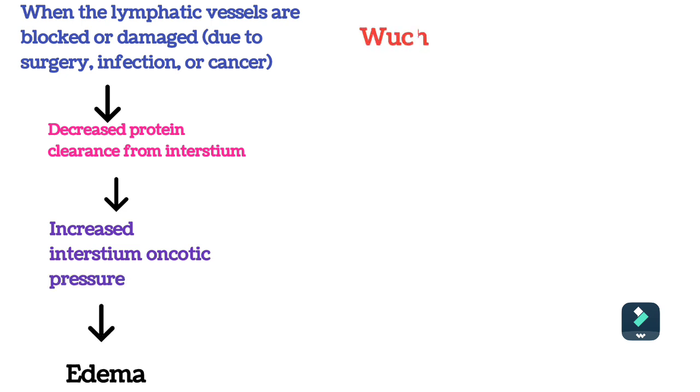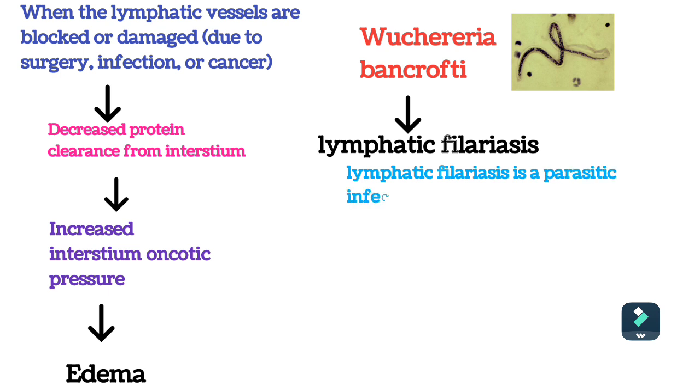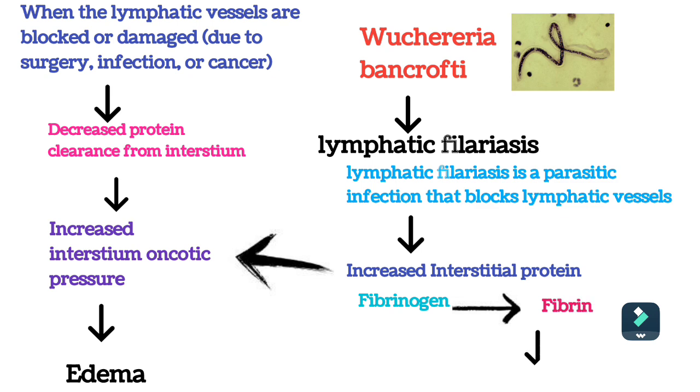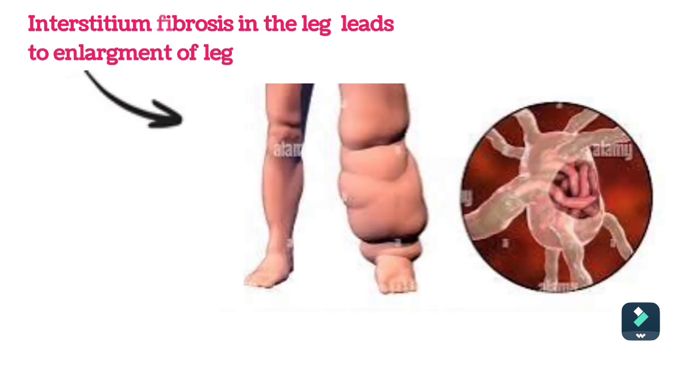One example of lymphatic obstruction is Wuchereria bancrofti, a parasite that causes lymphatic filariasis. Lymphatic filariasis is a parasitic infection that blocks lymphatic vessels, leading to increased interstitial protein and edema. Chronically high levels of interstitial protein, especially fibrinogen, can convert into fibrin and cause fibrosis of the interstitium. Interstitial fibrosis in the leg leads to enlargement of the leg, a condition called elephantiasis.